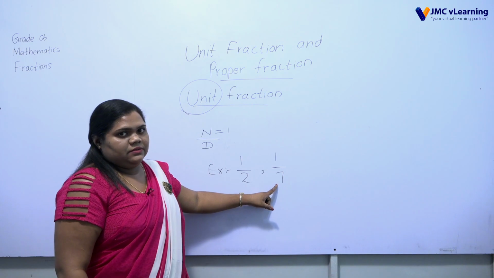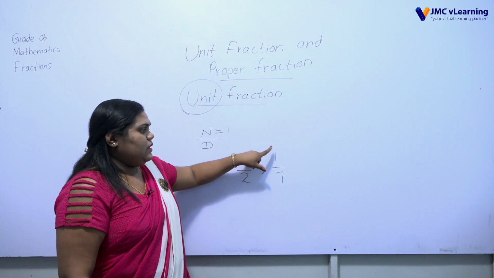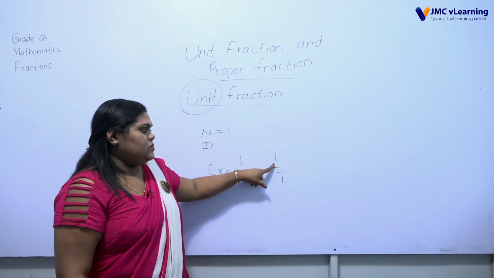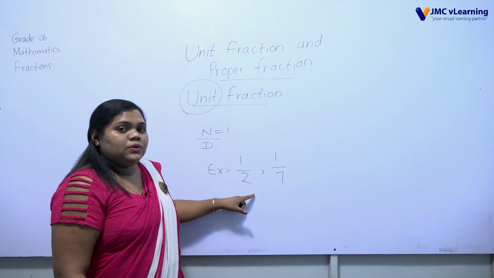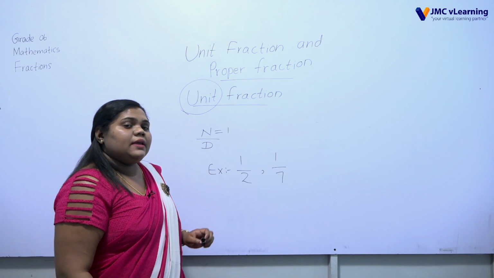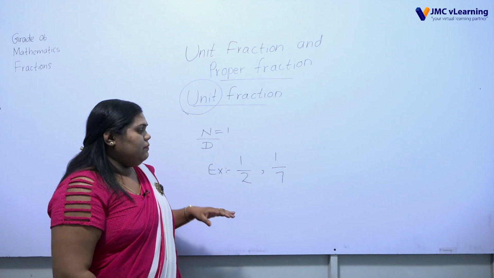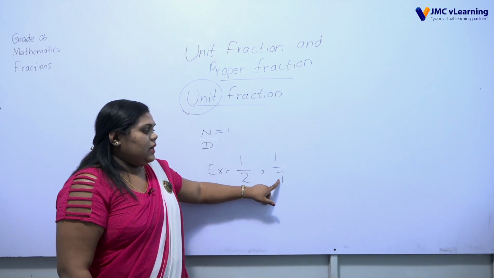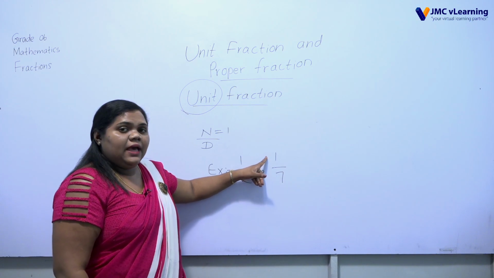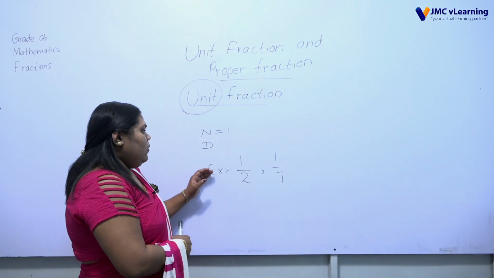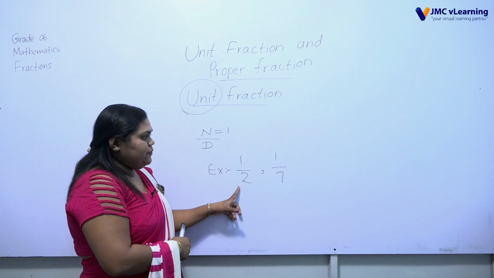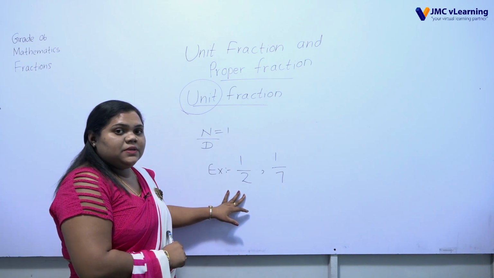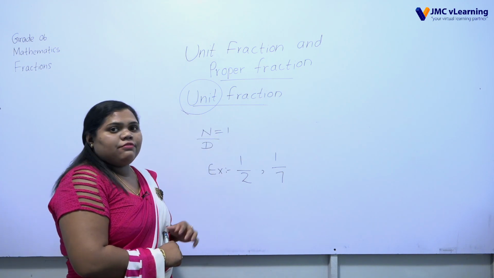1 out of 7. Here look at this numerator. In the numerator we have written 1. So these two we can call unit fractions. Okay. Now earlier I told you that in a proper fraction the denominator is bigger than the numerator. Now 1 out of 2, 1 out of 7. These two fractions we can take as unit fractions.